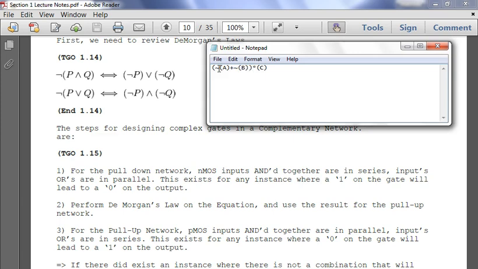So now that's our equivalent circuit. And then we use this rule three. For the pull-up networks, PMOS inputs that are ANDed together are in parallel, so it's the exact opposite, and the ORs are in series. So it's going to be the exact opposite. That shows how that works.